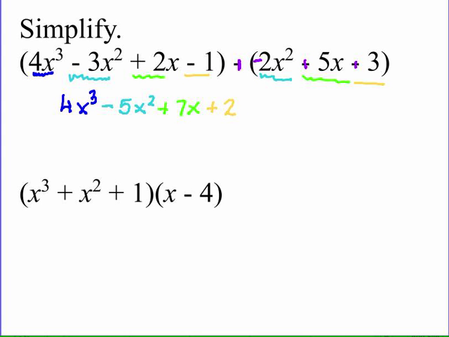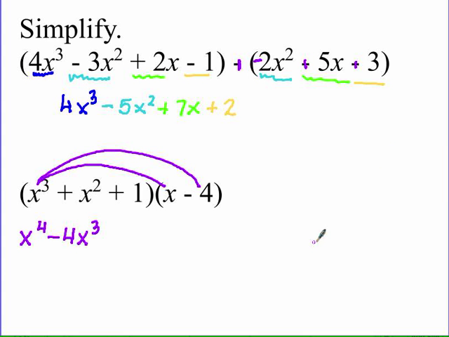Okay, the next one. What's the operation between the two parentheses? Multiplication. So what I'm going to do here is distribute the x cubed here and distribute the x cubed here. That minus 4 is what could cause us some problems, so it's important you recognize that it's there. X cubed times x is x to the 4th power. What is x cubed times negative 4? Negative 4x cubed. Make sure you carry that negative over.